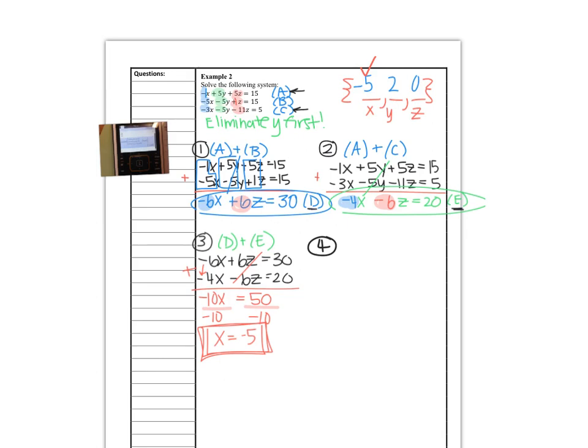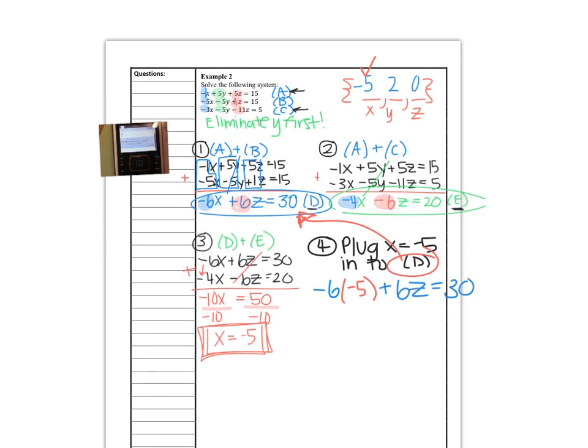So step number 4 is to plug x equals negative 5 into, we can either use D or E. Doesn't look like one's easier than the other, so we'll just use D. Okay, so now we have, let's see, negative 6 times the x value, which we just found was negative 5. And again, remember, we're plugging into D, which is this blue equation right here. Okay, and then we've got plus 6z equals 30.